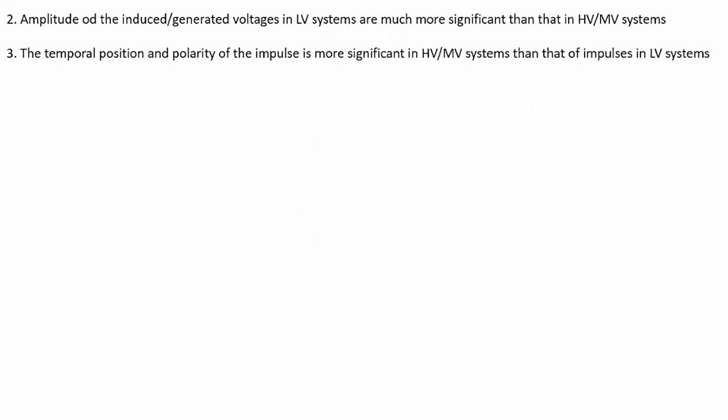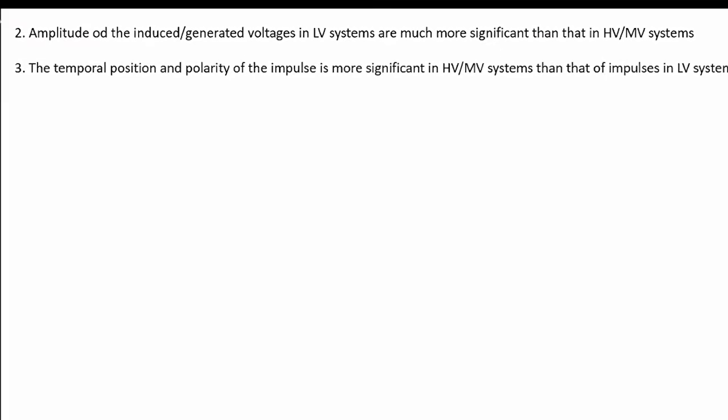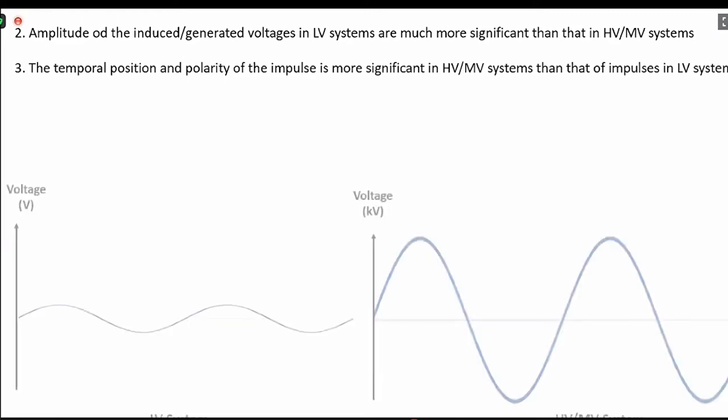And the second one is that the amplitude of the induced or generated voltages in LV systems is much more significant than in HV/MV systems. Let's see with a small diagram later. So when lightning strikes either an LV system or an MV or HV system, the induced or generated voltage may be the same, but the significance is much higher in LV systems than in HV/MV systems. And also, number three, where the voltage occurs in the nominal waveform and its polarity is also very significant in HV or MV systems, compared to the LV systems. So this is what I'm telling.